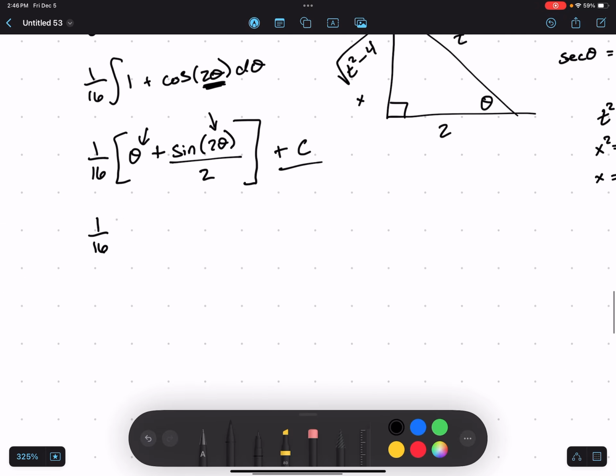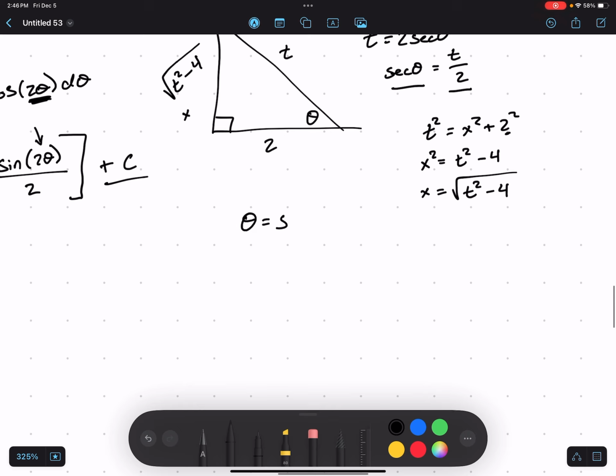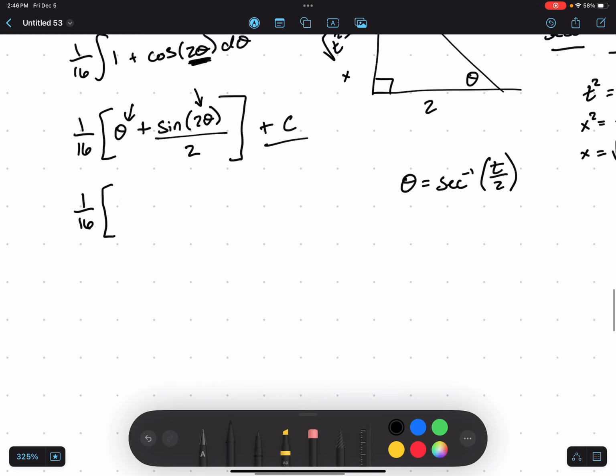We've got 1/16 theta, which theta, if you recall, we have secant theta equals t over 2. So that means that our theta can be secant inverse of t over 2, just like so, plus sine 2 theta is another trig property, and it is actually 2 sine theta cosine theta, and in this case it's over 2, but luckily for us that 2 will cancel, and so what we are left with is actually sine theta cosine theta.